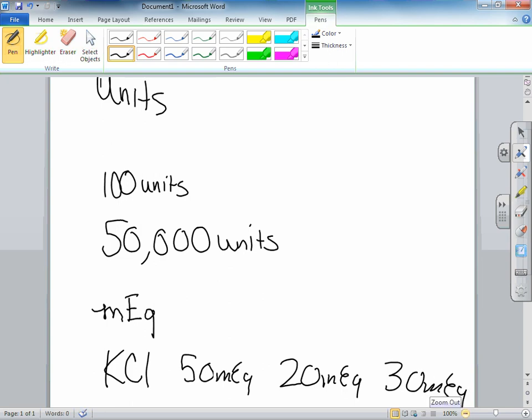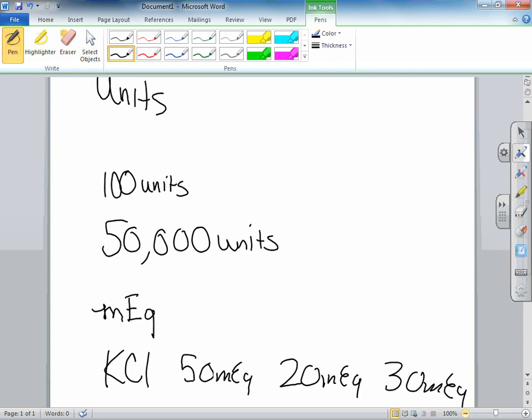That means that for every 1 milliliter, you get 50 milliequivalents. For every 1 milliliter, you get 20 milliequivalents of KCl. There's no conversion there. That's just how the drug comes. All right? So with that being said, I want you guys to turn to page 176 and look at your practice problems D. It says, using the labels provided, answer the questions about units and milliequivalents.